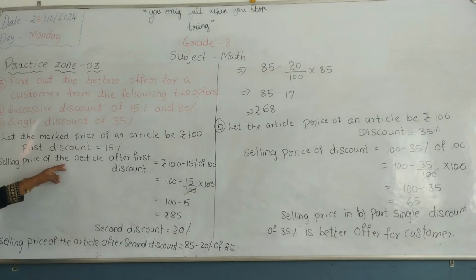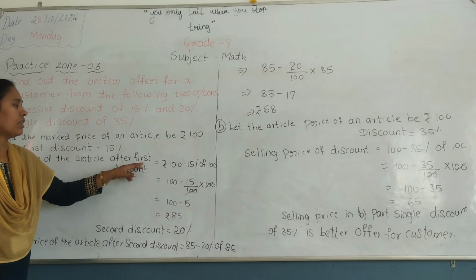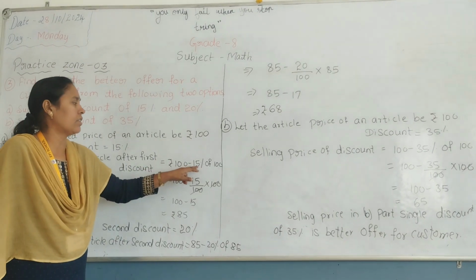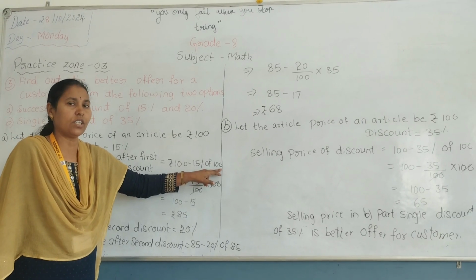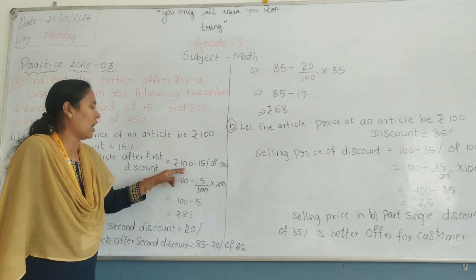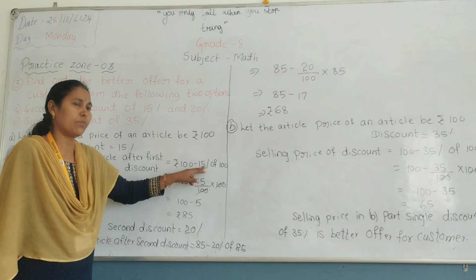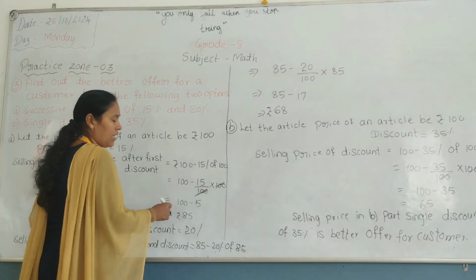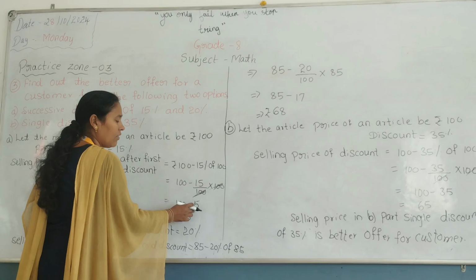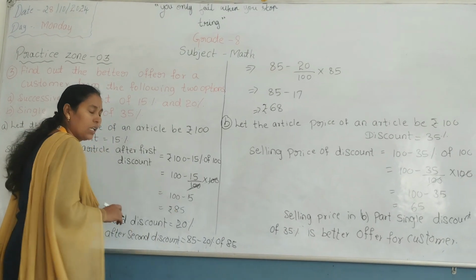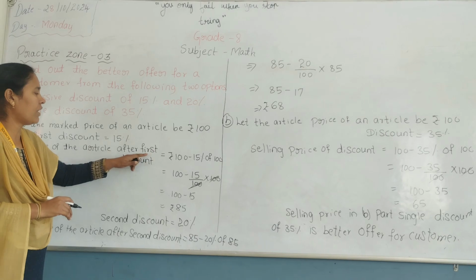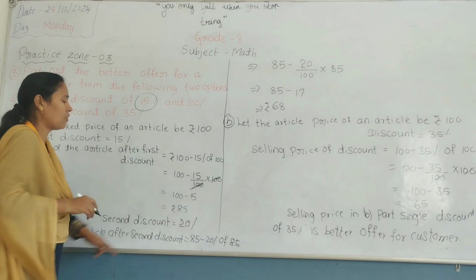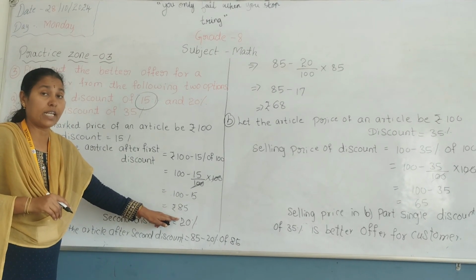Here, the selling price of the article after the first discount equals how much, children? Mark price 100 minus 15% of 100. 15% of 100 means 15 divided by 100 into 100. Here 100 cancels, children. Now 100 as it is minus 15. 100 minus 15, how much, children? 85. That is, after the first discount of 15%, we got 85 rupees as the selling price.